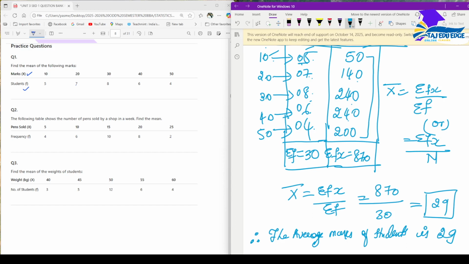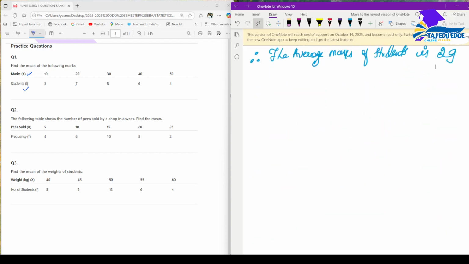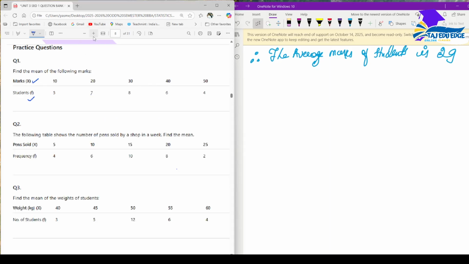One more problem we will solve later. We will go with median. Let's take problem 2 here. In problem 2 you are seeing: the following table shows the number of pens sold by a shop in a week. Find the mean.